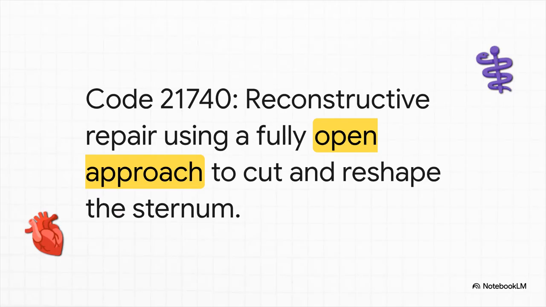Now, the minimally invasive NUSS procedure isn't always an option. Sometimes, if the deformity is really severe, the surgeon has to perform a massive, fully open chest wall reconstruction. This means they're making a large incision, physically cutting the deformed cartilage, and manually reshaping the sternum by hand. If your operative report describes this fully open approach, rather than just sliding a bar in, you completely bypass those NUSS codes and use code 21740. So always verify that surgical approach.